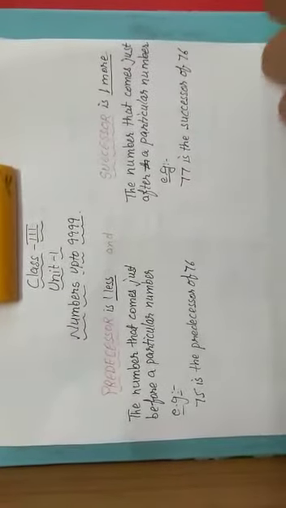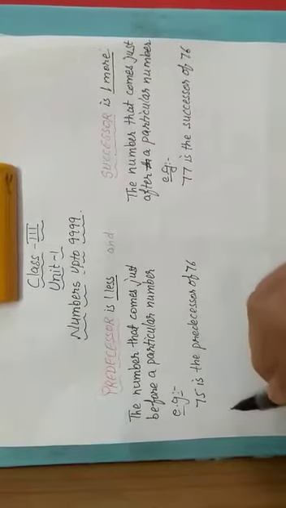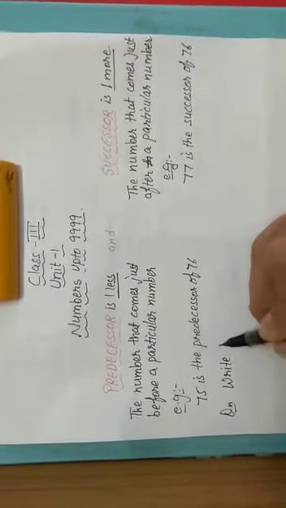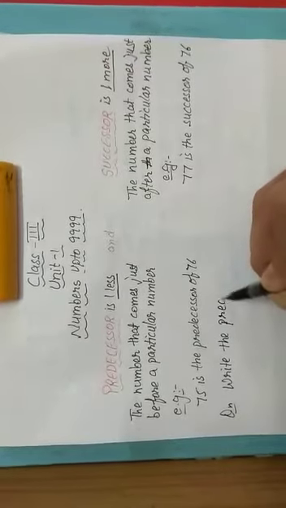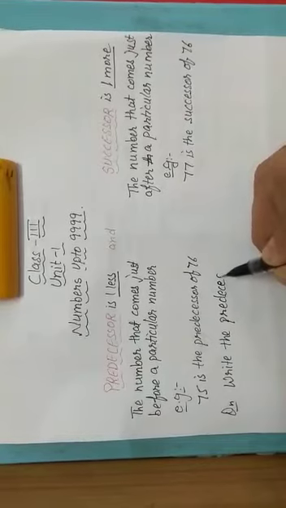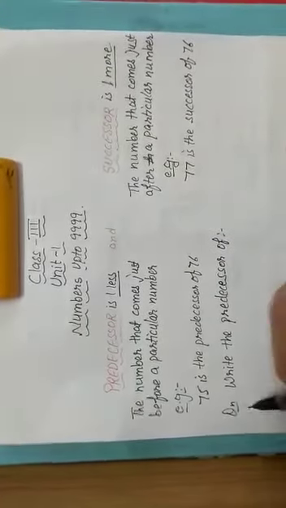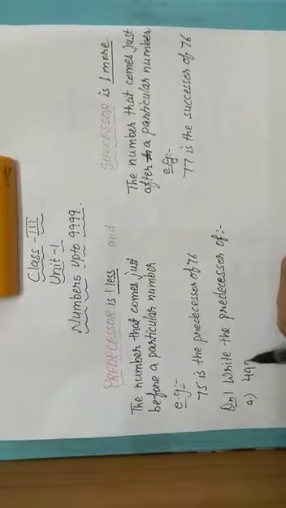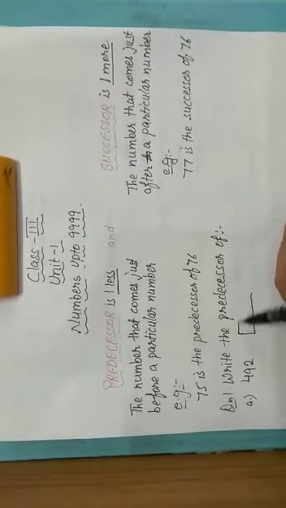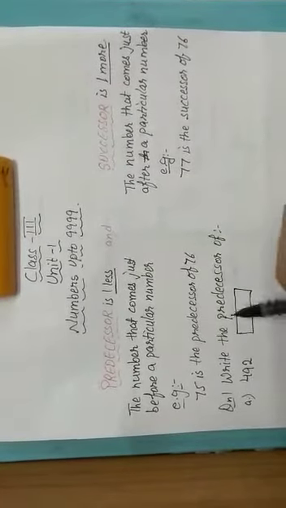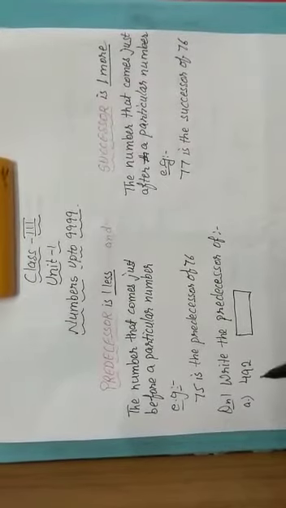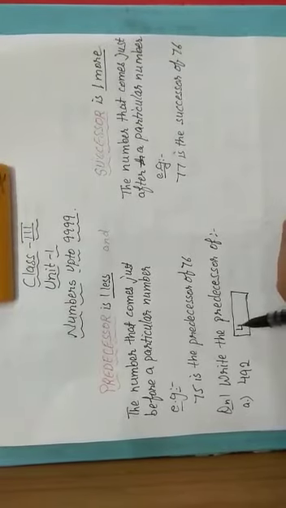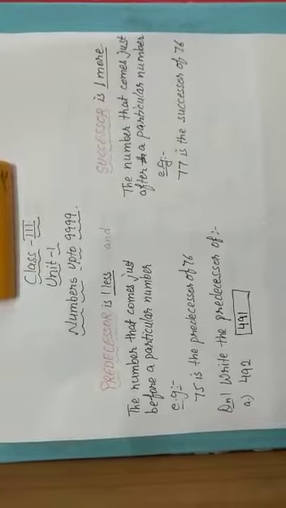So let us do some more questions based on it. Let us take one question. Write the predecessor of, let us take 492. So we have to write the predecessor of this number. So predecessor means one less. So what comes before 492? Yes, it is 491.